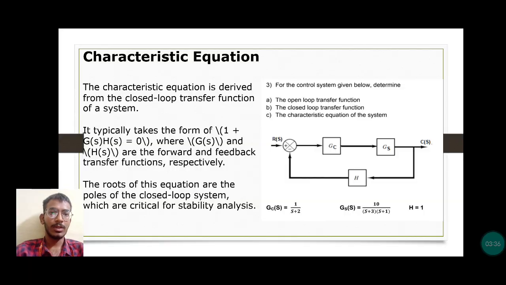Characteristic equation. The characteristic equation is derived from the closed loop transfer function of a system. It typically takes the form of 1 plus G(s)H(s) equals 0, where G(s) and H(s) are the forward and feedback transfer functions respectively. The root locus of the equation gives the poles of the closed loop system, which are critical for stability analysis.